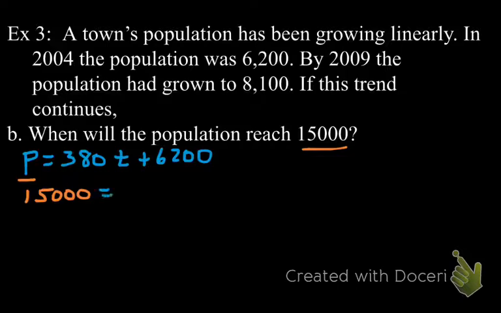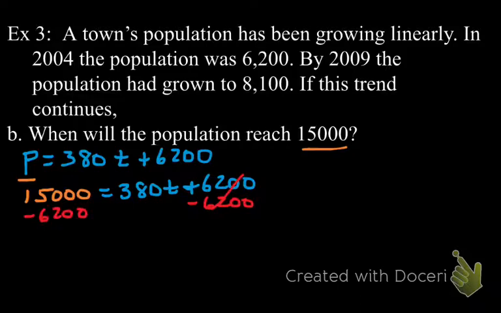equals 380t plus 6,200. Then, again, our goal is to get that t by itself. So when will it reach that population? So we're going to subtract 6,200 from both sides. That cancels out on the right, and it will give us, let me double check my work. I don't want to make a silly mistake. And we're going to get 8,800 on the left.